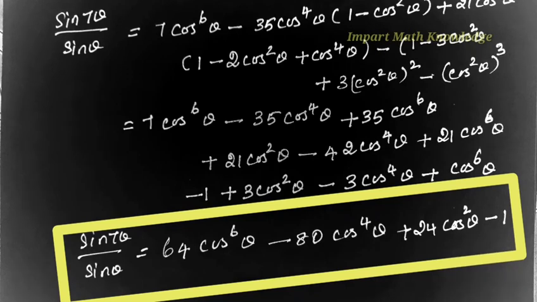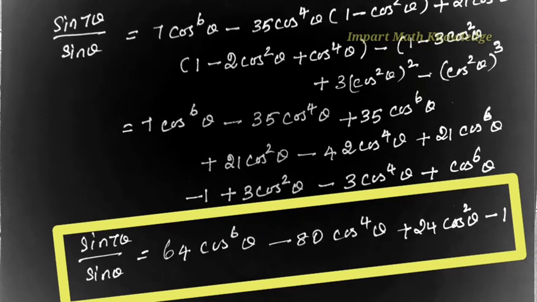This is how we have to prove these kinds of problems. First you write the sin nθ formula, then put the n value in the formula, and then expand using Pascal's triangle and the (a minus b) whole square formula and (a minus b) whole cube formula. If you are thorough with these formulas, you can easily solve these kinds of problems. Hope you all understand. Thank you for watching.